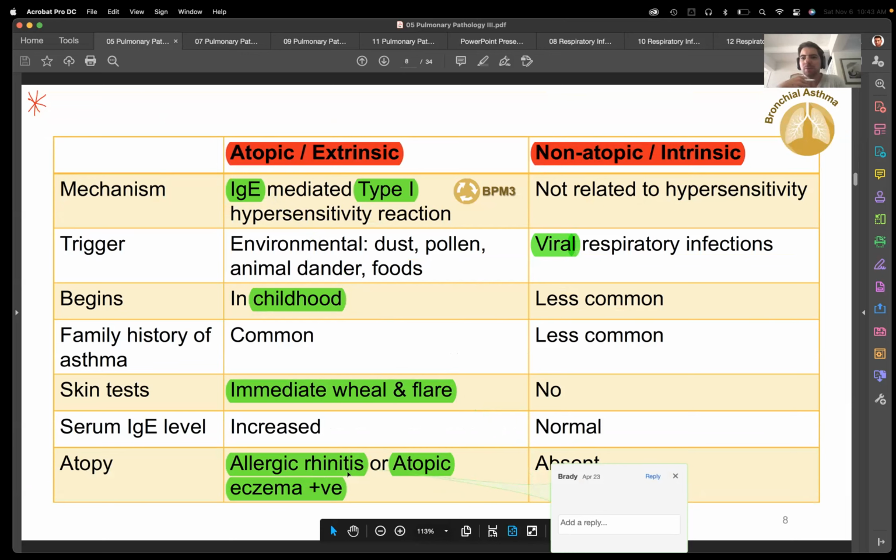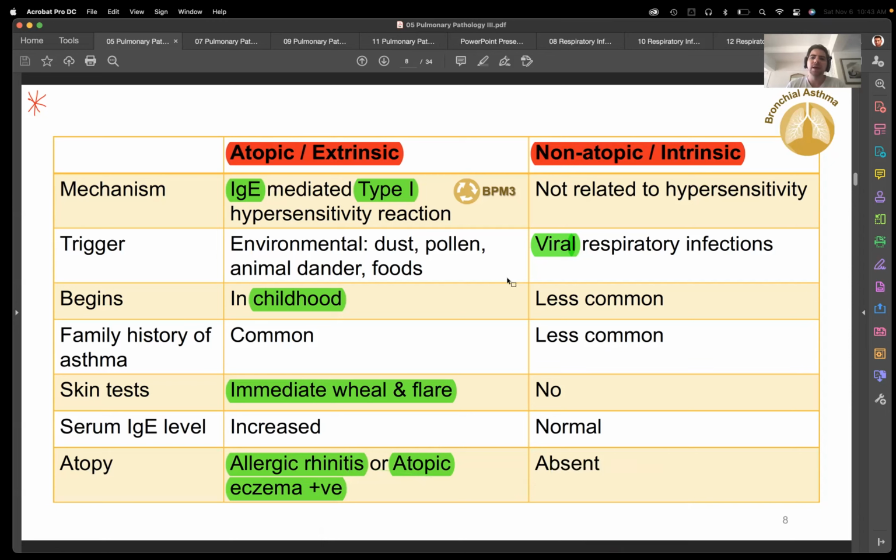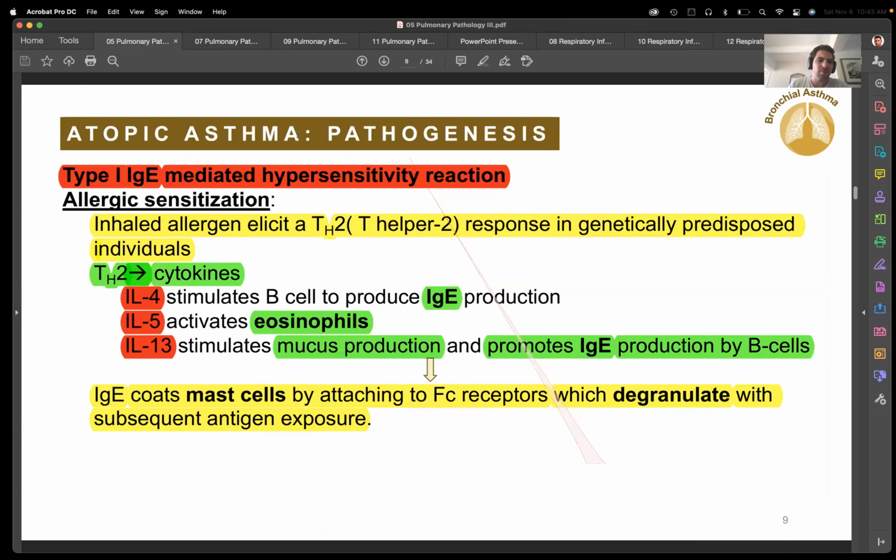Typically, when you see somebody that has some sort of autoimmune problem, you can have autoimmune problems that coexist. Okay, so eczema a lot of times goes along with atopic asthma. Then you could also have non-atopic. We don't talk about this one as much as the normal one, but this is some sort of post-viral problem. So it's not related to some sort of hypersensitivity. So in general, when you think of asthma, we're thinking about this extrinsic atopic problem.